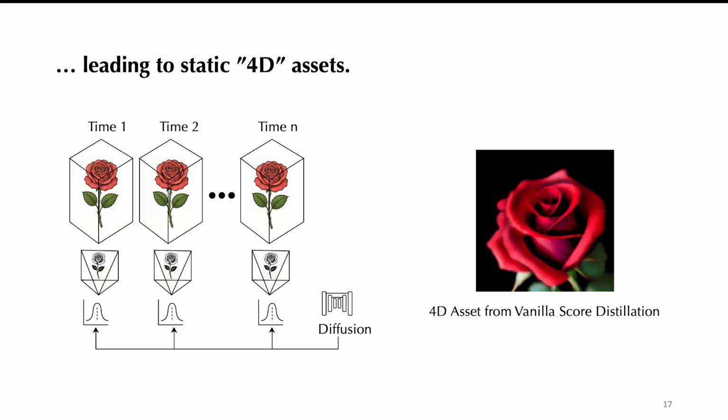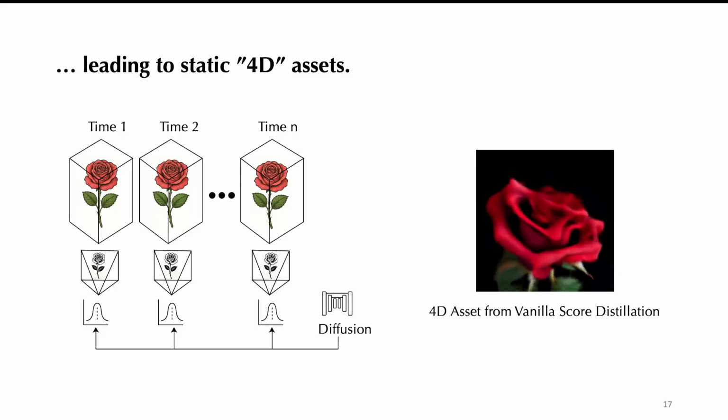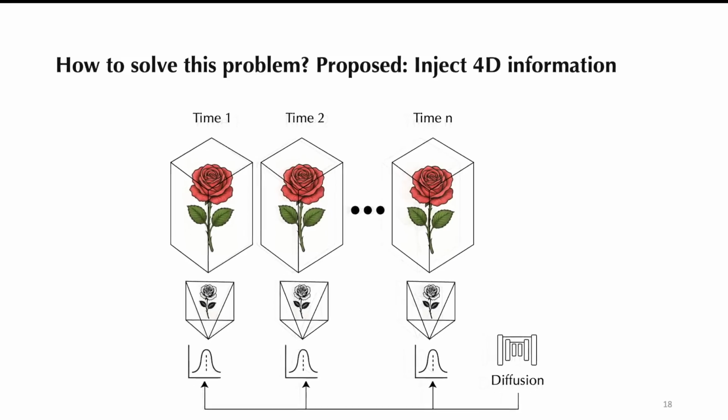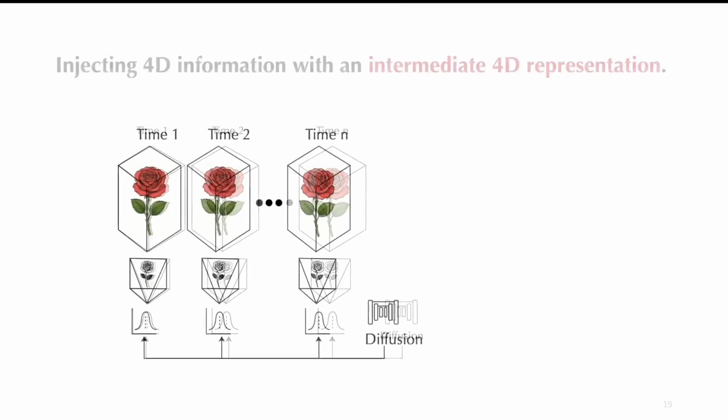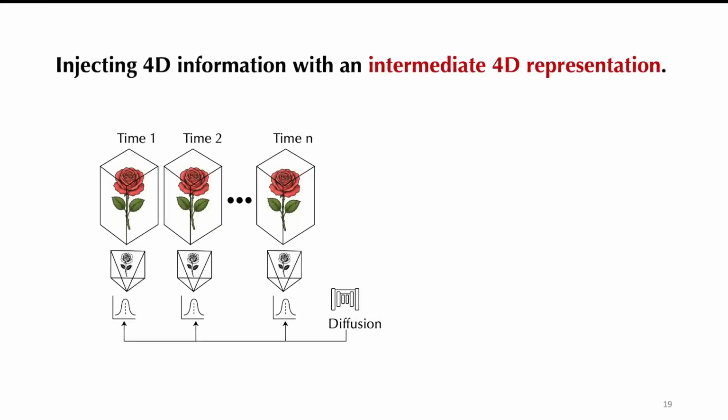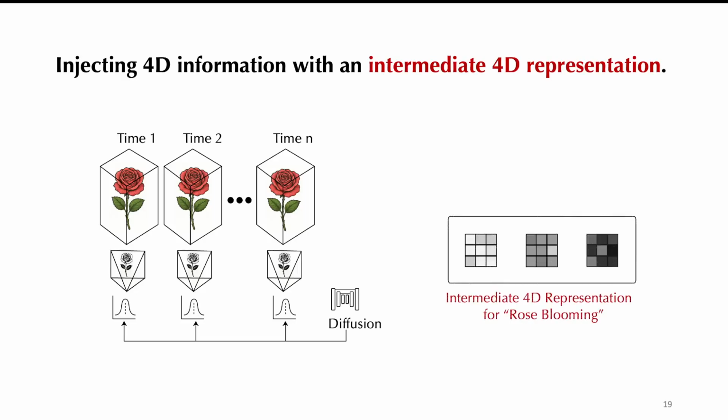As shown on the right, if we use vanilla SDS to generate 4D assets, it will give you almost static 4D assets. How to solve this problem? Intuitively, we need to let the diffusion model become aware of 4D information. To achieve this goal, for each natural phenomenon, we create an intermediate 4D representation. It implicitly contains information on viewpoint and timestamps.